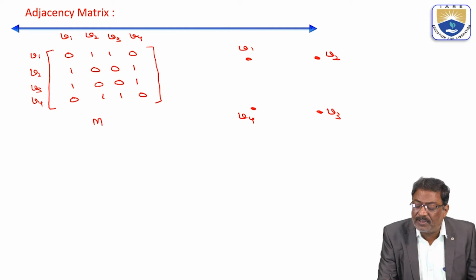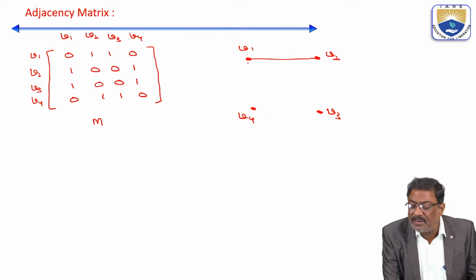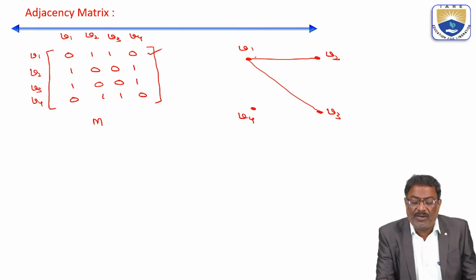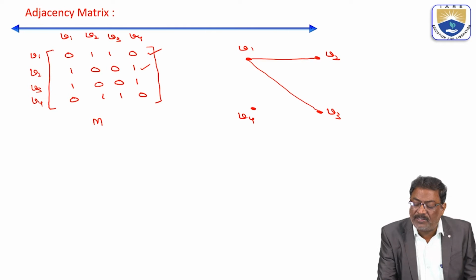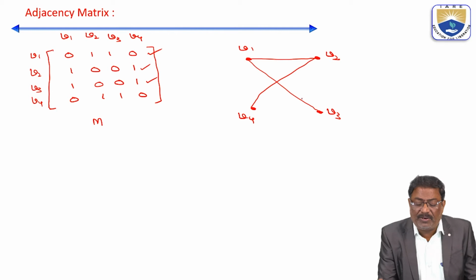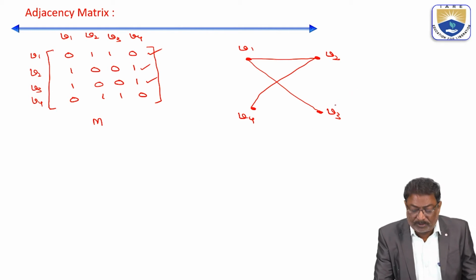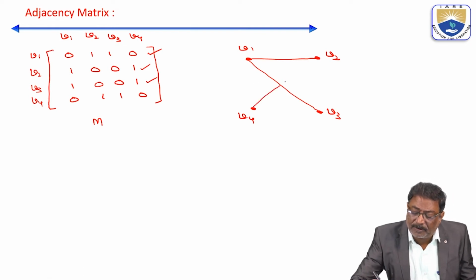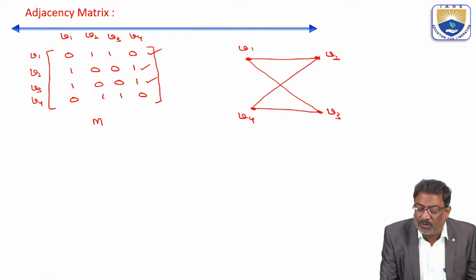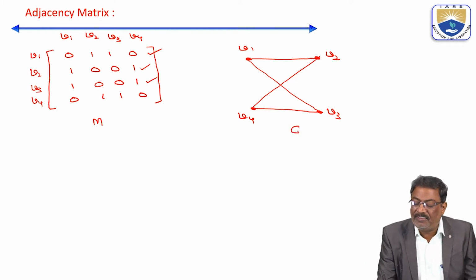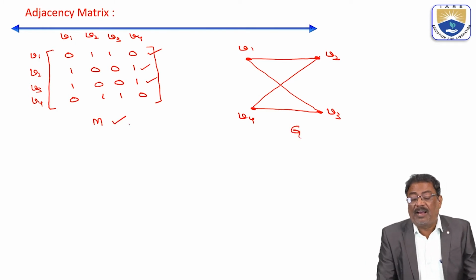So V1 to V2 there is an edge. V1 to V3 there is an edge. First row is over, next second row. V2 to V1 is an edge, and V2 to V4 is an edge. And next, third one is V3 to V1 there is an edge, and V3 to V4 there is an edge. And now go for V4. V4 to V2 already there, V4 to V3 already there. So this is the graph corresponding to this adjacency matrix.